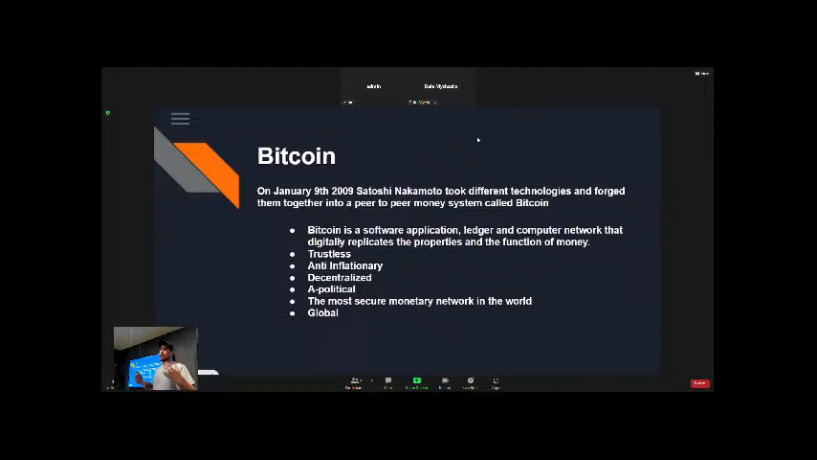And of course, it's encrypted using SHA-256 as well, which is one of the most intense things you can do. So Bitcoin is a software application, a ledger, and a computer network that digitally replicates the properties and function of money. It's trustless. You don't have to trust anyone. You know that once your Bitcoin is sent and they have received it, that's it, right? There are no intermediaries to trust. You're not letting someone else hold your money for you. You don't have to trust anyone with your money if you don't want to.